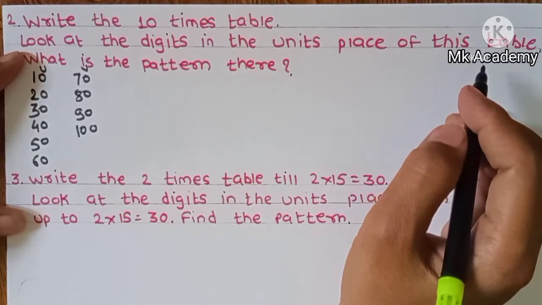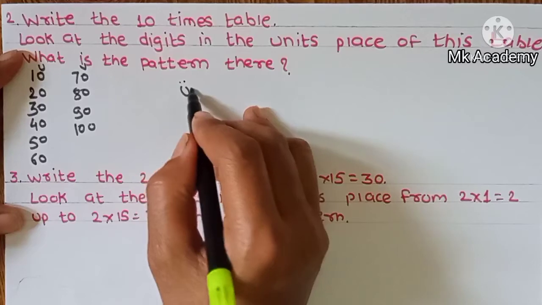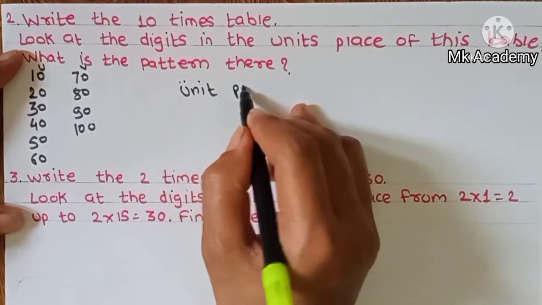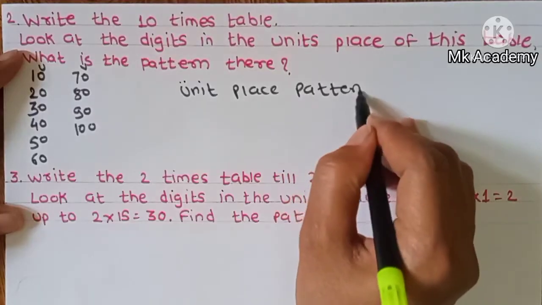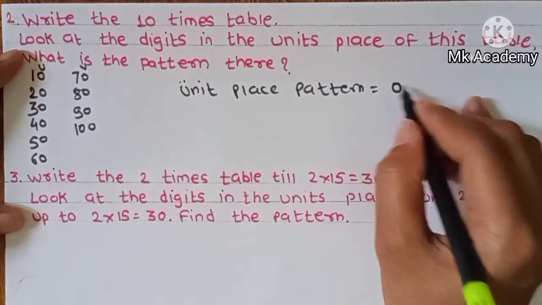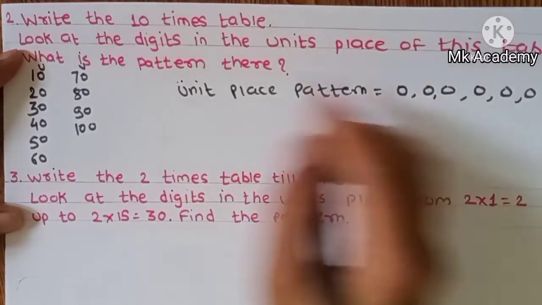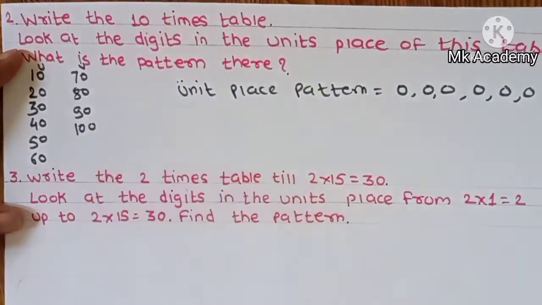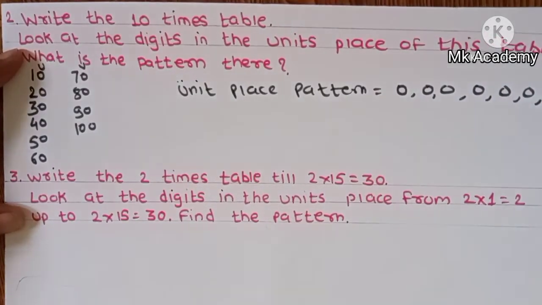What is the pattern there? 0. Unit place pattern. What is the pattern? 0. Only 0 at the unit place. See, 0 0 0 0. Understood? Means there is a pattern of only 0.